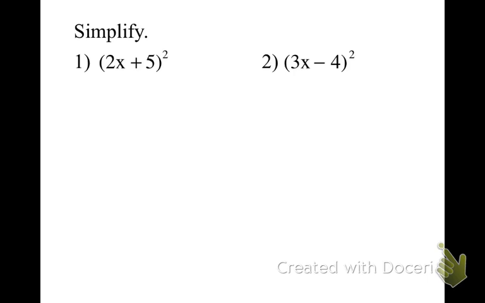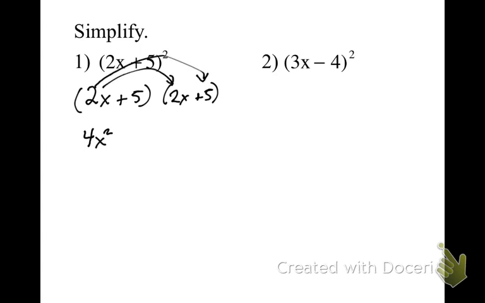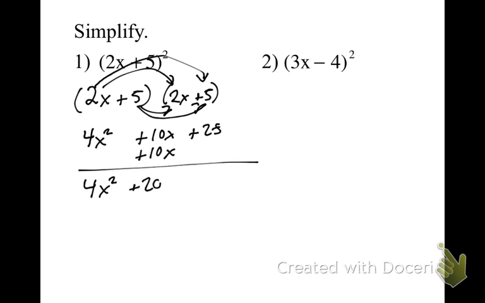You want me to do the first one? What if I do the first one? Remember, this means 2x plus 5 times 2x plus 5, and that makes 4x squared, right? And that makes plus 10x. Now notice, I'm going to just put it right in the same column. Plus 10x, and that's plus 25, so that's 4x squared plus 20x plus 25. Pause the recording and try yours.